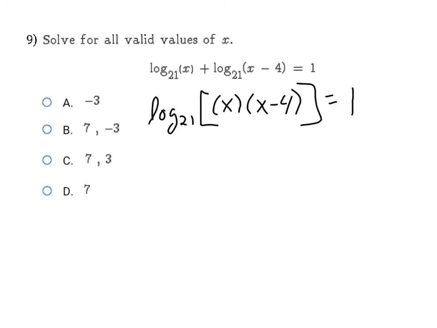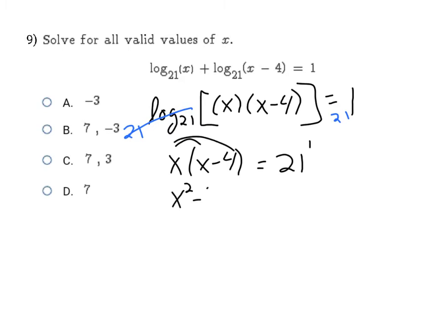So now to eliminate the log, I'm going to make everything an exponent with a base of 21. And these are going to cancel out. And I'm just left with x times x minus 4 on the left side equals 21 to the first power. Well, here I'm going to have to distribute that. So it's x squared minus 4x, and 21 to the first power is just 21.